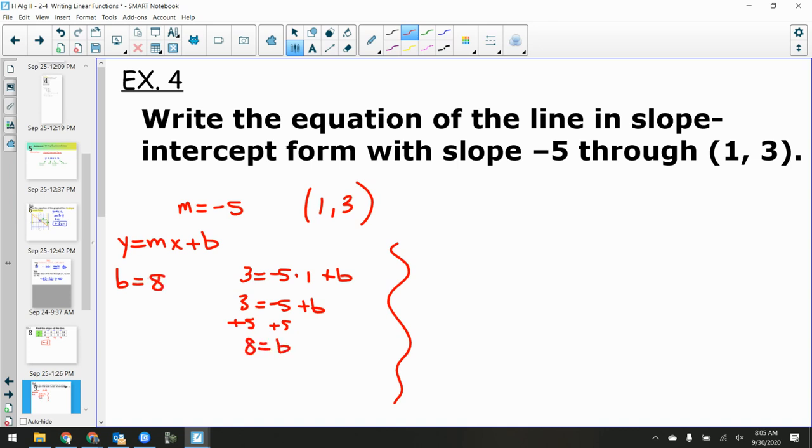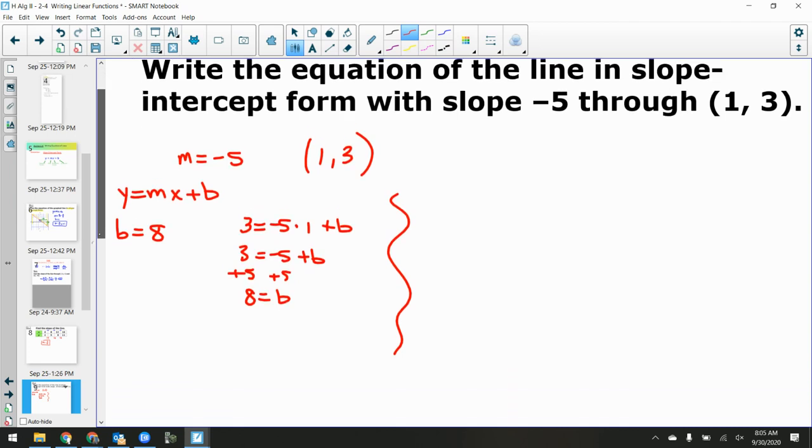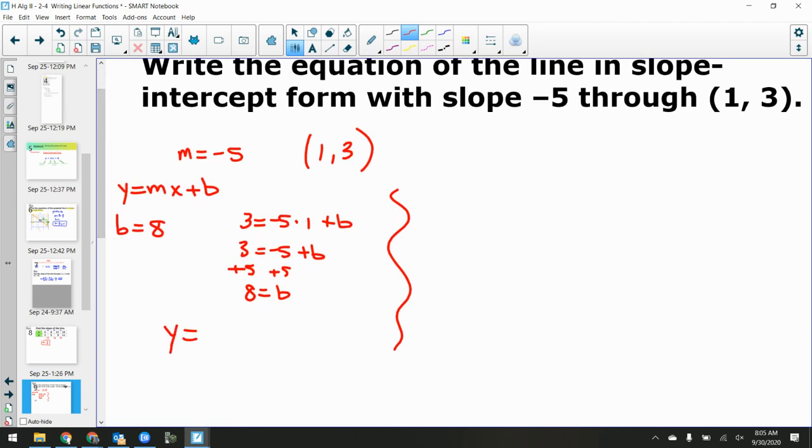And now I'm given enough information to write my equation. I can say that y is equal to negative 5x plus 8. Again, that's the solve for b method. Solve for b.